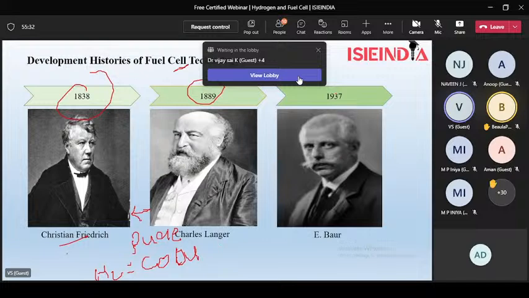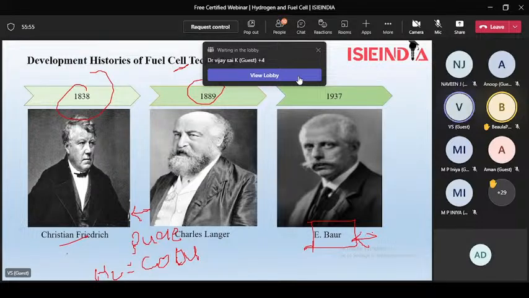Now in 1937, the scientist's name was Ebert. So he invented the first solid electrolyte fuel cell. So what is a solid electrolyte fuel cell? Depending upon the material used in the electrolyte of the fuel cell. So don't worry, what is electrolyte, I will be explaining in the further slide.